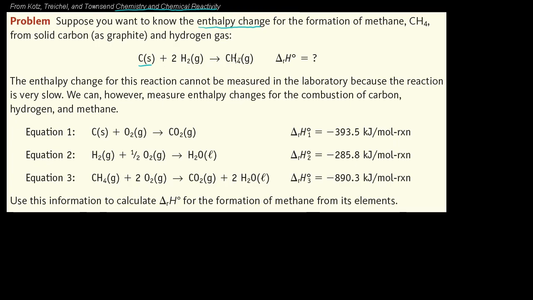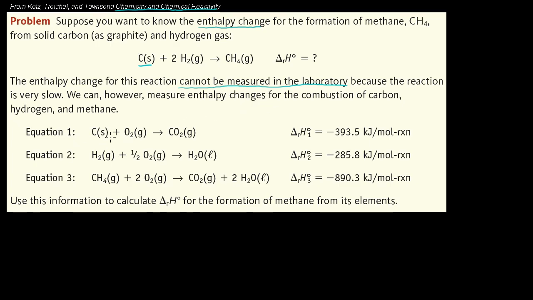How do we get methane? How much energy is absorbed or released when methane is formed from the reaction of solid carbon as graphite and hydrogen gas? So they tell us the enthalpy change for this reaction cannot be measured in the laboratory because the reaction is very slow. So normally, if you could measure it, you would have this reaction happening, and you would kind of see how much heat or what's the temperature change of the surrounding solution. Maybe this is happening so slow that it's very hard to measure that temperature change, or you can't do it in any meaningful way. We can, however, measure enthalpy changes for the combustion of carbon, hydrogen, and methane.